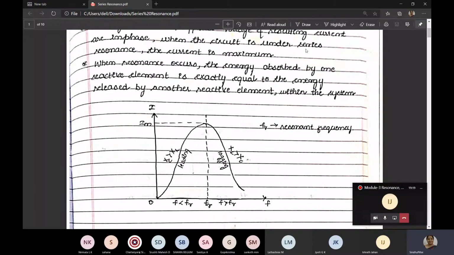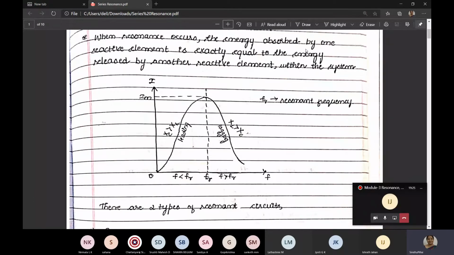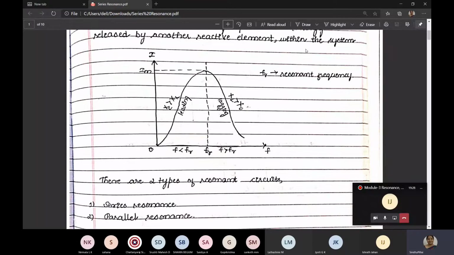When resonance occurs, the energy absorbed by one reactive element is exactly equal to the energy released by another reactive element within the system. This is the graph for resonance, current versus frequency, I versus F. At resonance, which we call the resonant frequency, the current is maximum, Im, as shown here. When F is less than Fr, we call it leading. When F is greater than Fr, we call it lagging. Here XC, the reactance of capacitance, is greater than the reactance of inductance, and on the right side the reactance of inductance is greater than that of capacitance.